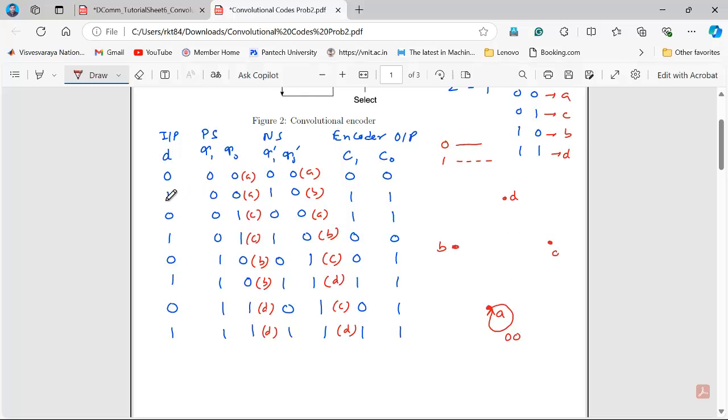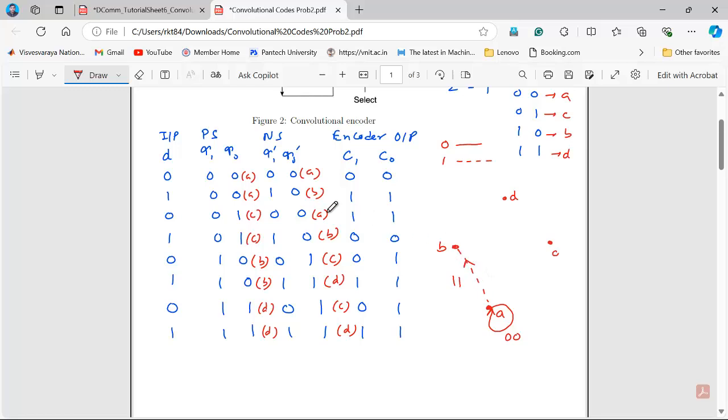Now when input is 1, we go from A to B, but this time we represent it by a dashed line. What is the meaning of the dashed line? It means that the data input is 1. At that time, what is the output? Output is 1 1, so I write here 1 1. So one state is completed. From A, there are 2 transitions: one corresponding to input 0, the other corresponding to input 1.